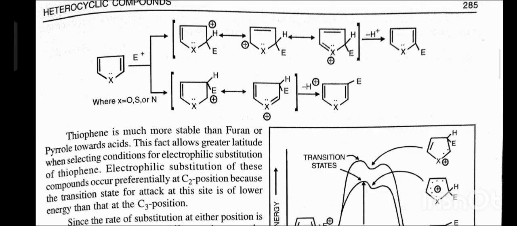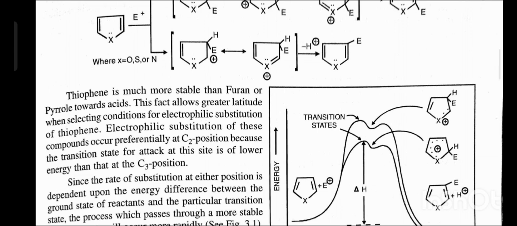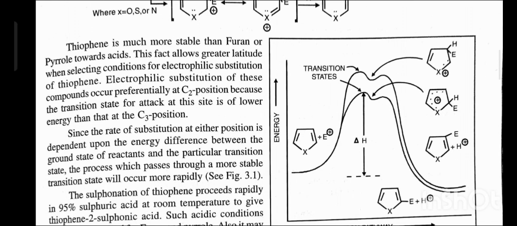Thiophene is much more stable than furan or pyrrole toward acid. This fact also gives greater latitude when selecting conditions for electrophilic substitution of thiophene. Electrophilic substitution of these compounds occurs preferentially at the C2 position because the transition state for attack at this site is lower in energy than that at the carbon 3 position.